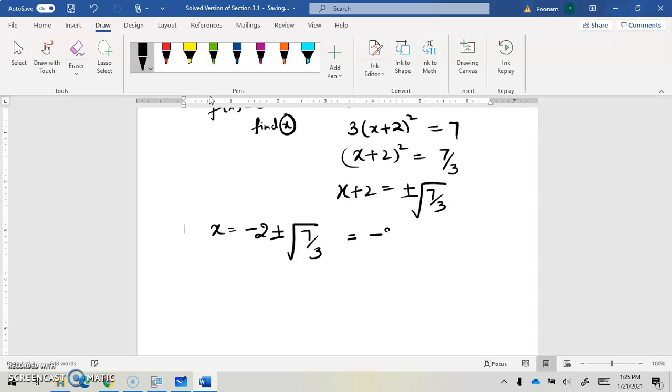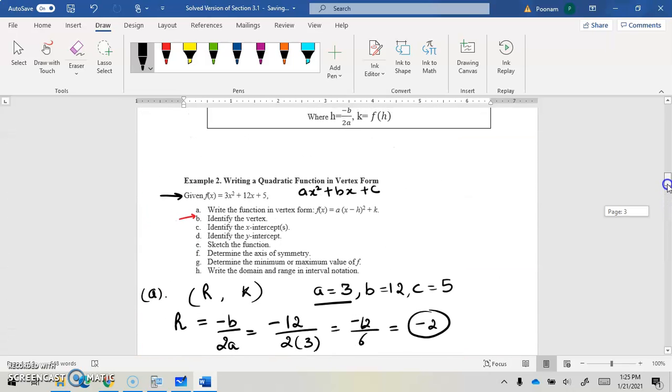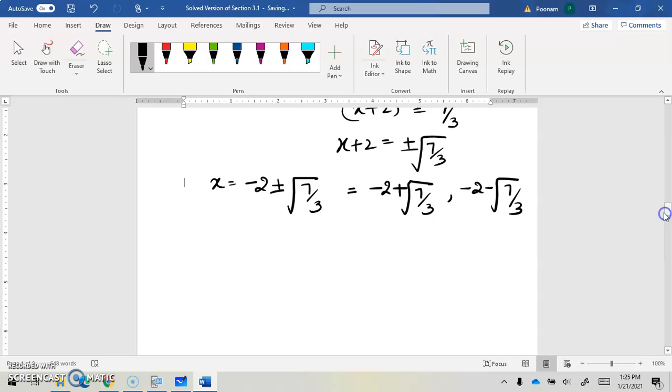Meaning we have two values, as this and as this. Two x-intercepts for the given quadratic function. What's the next question? We have to find the y-intercept.